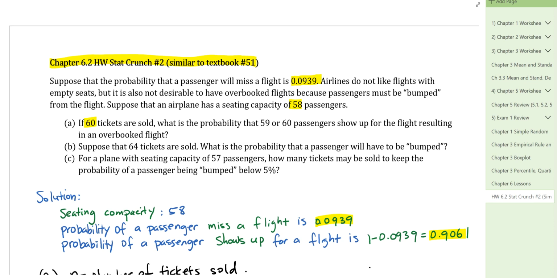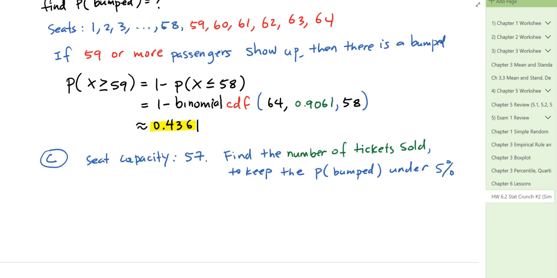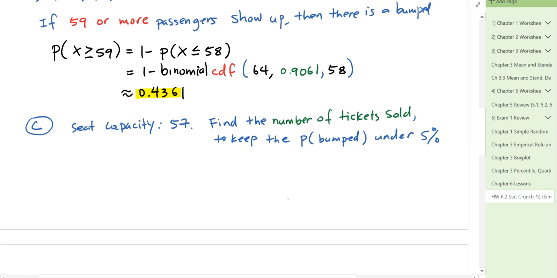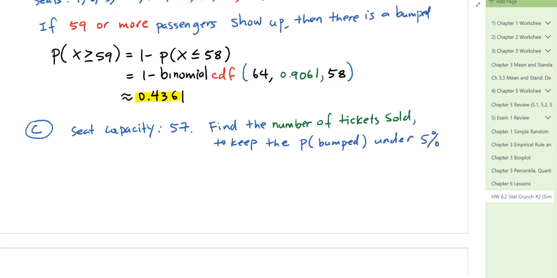And part C asks, for a plane with a seating capacity of 57, how many tickets may be sold to keep the probability of a bump under 5%? So the plane has a seating capacity of 57, and we want to find the number of tickets sold to make sure that it's under 5%. So we're going to find the probability of a bump to make sure that it's under 5%, or under 0.05. Well, n is the number of tickets sold.